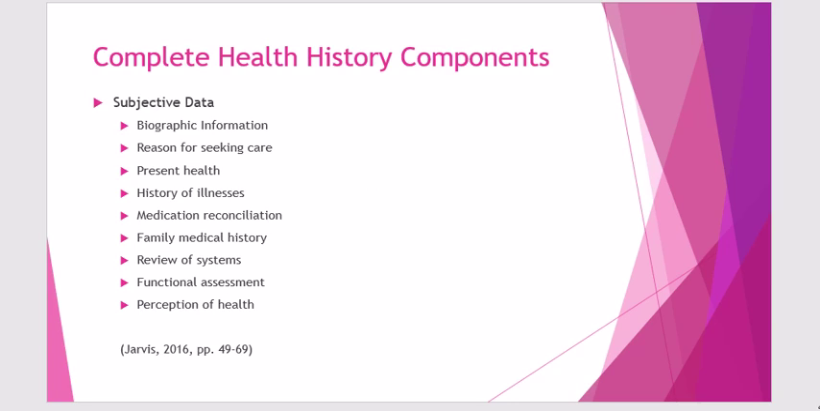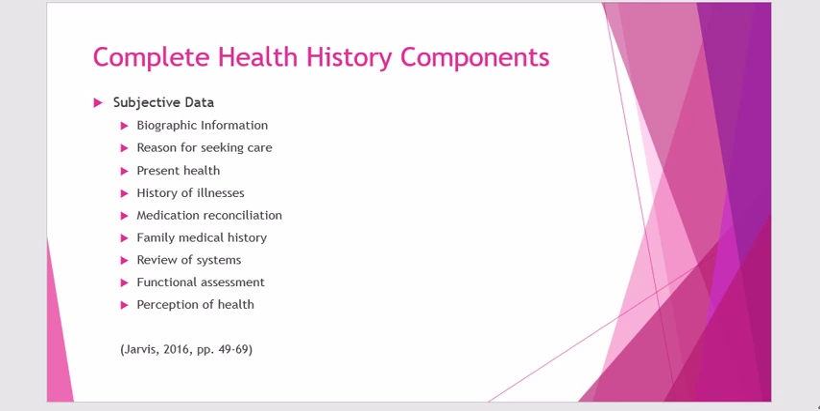The purpose of conducting a health history is to obtain subjective data, which is what the person says about himself or herself. A complete health history provides a complete picture of the person's past and present health. It also describes the individual as a whole and how the person interacts with the environment. The health history consists of the following components.